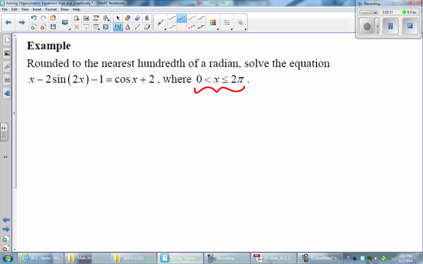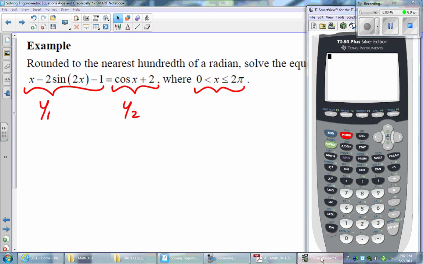So I'm going to use a different approach here with solving graphically. I'm going to use a method of graphing both sides, setting them equal to each other, and finding an intersection point. So I'm going to let the left-hand side equal my y1. The right-hand side will be my y2. So let's go into the calculator and try to generate some graphs here.